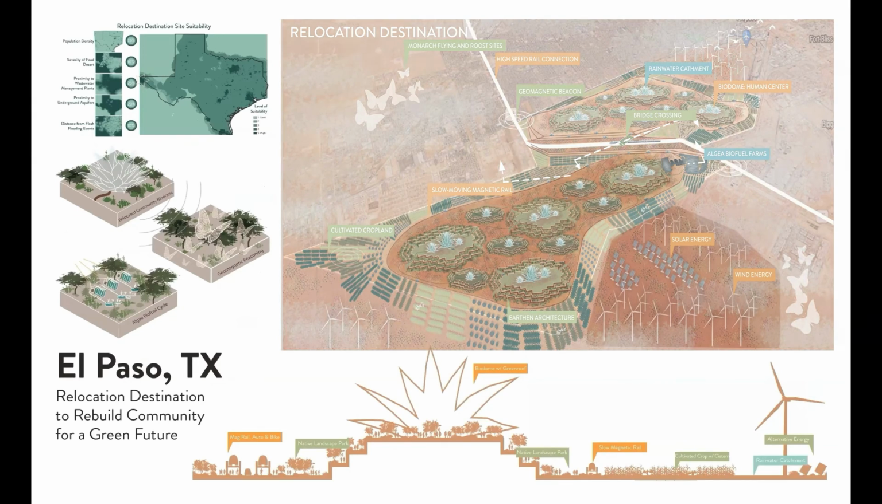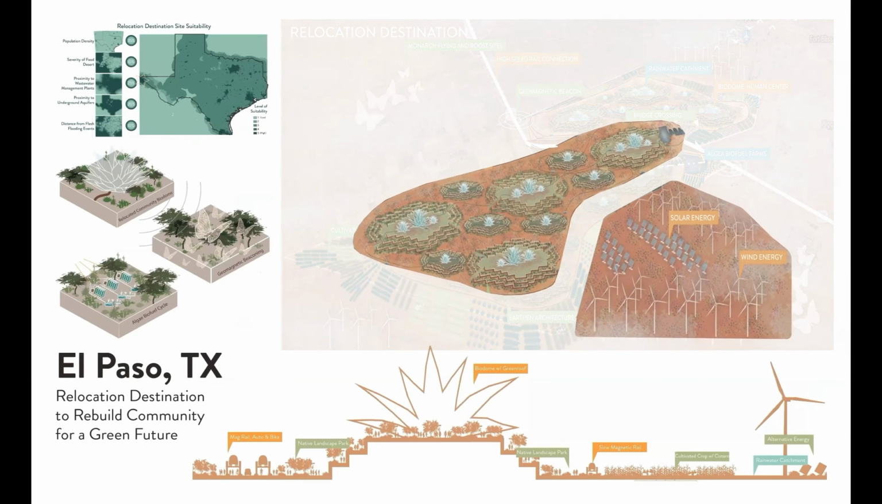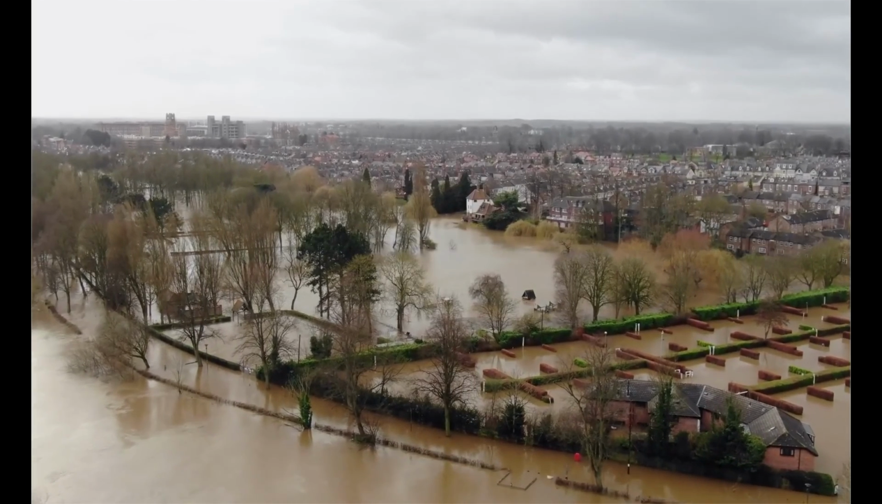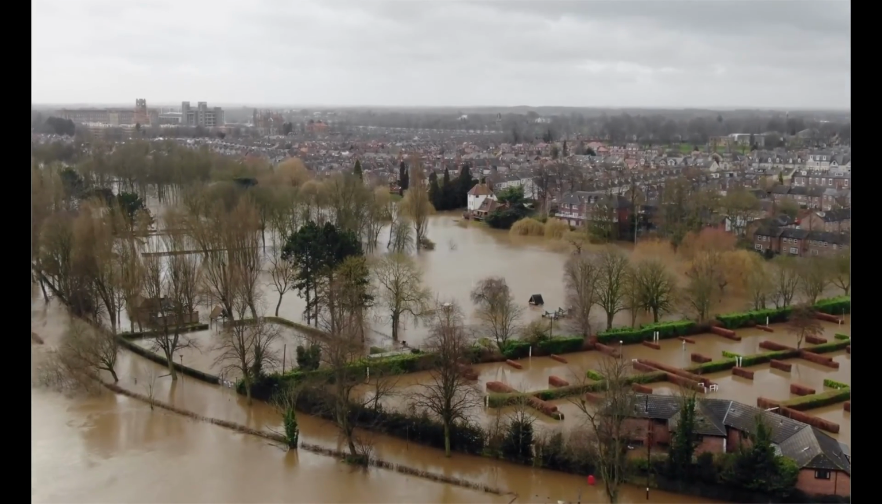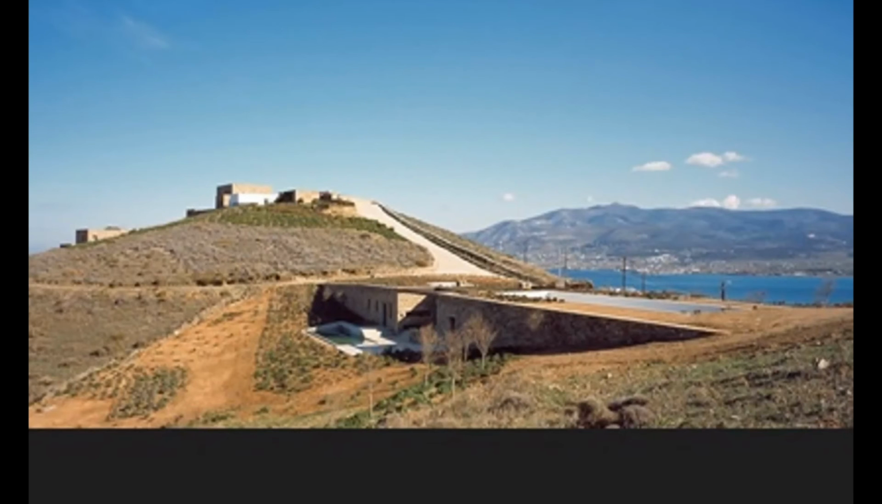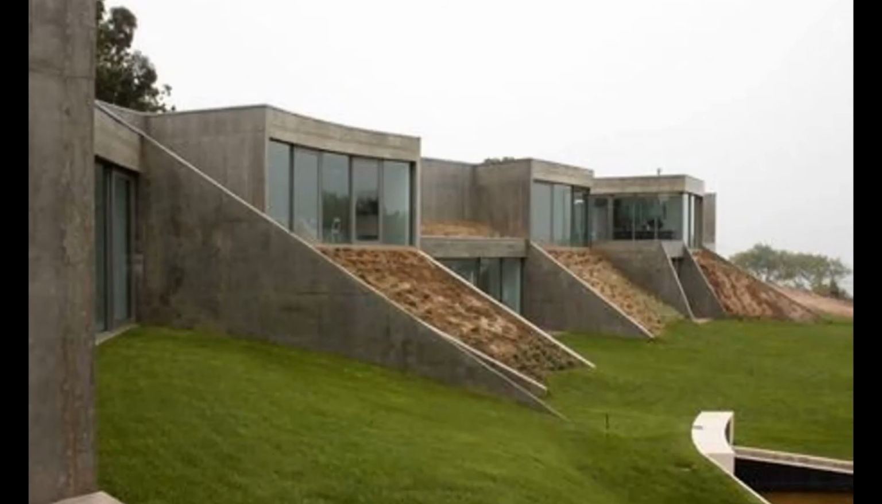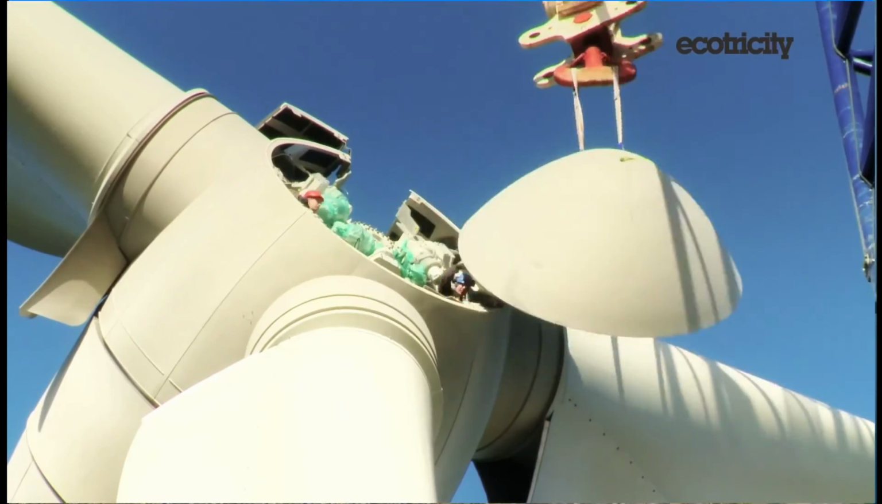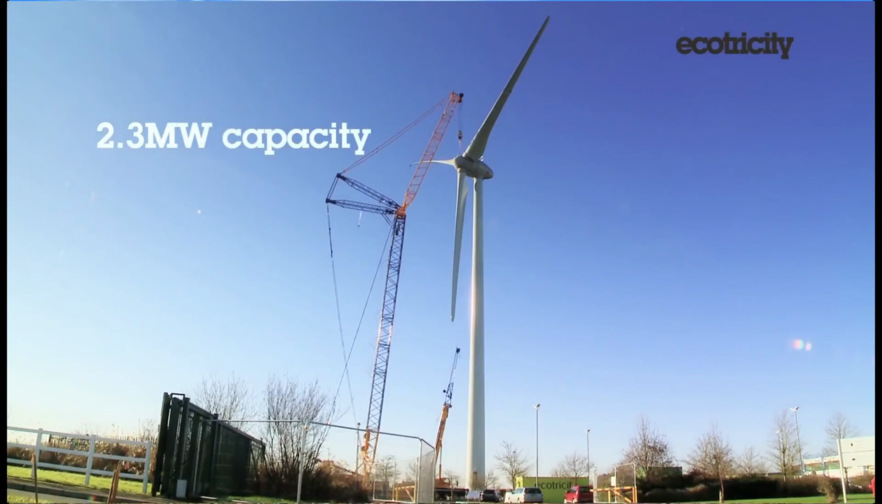The primary focus for the El Paso Relocation Center is rebuilding a community for people that have migrated from areas affected by climate disaster. The goal for the relocation hub is to create a self-sufficient community that utilizes clean energy like algae biofuel, wind and solar, water reuse, rainwater catchment, and efficient public transportation.